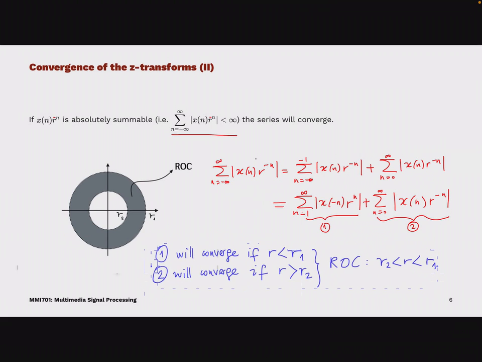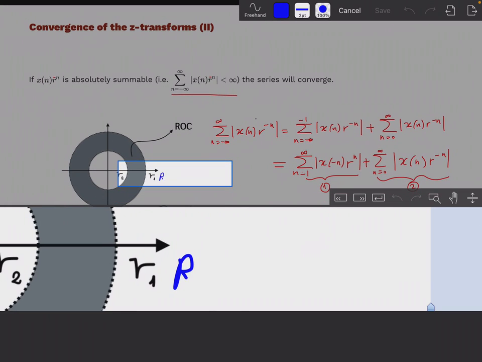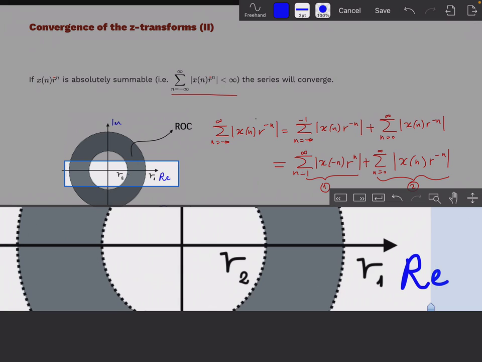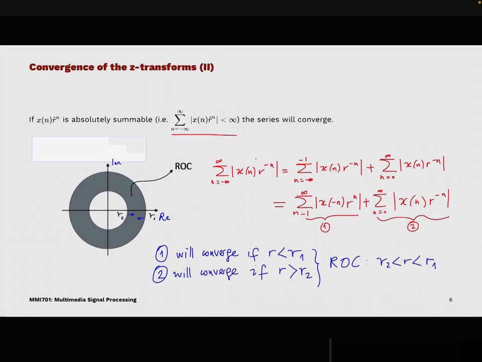If you wanted to plot it in the real and imaginary axis, so if you want to plot it in the plane, which includes complex numbers, the region of convergence will be values of r which are greater than r2 and less than r1, which means we have a ring which is the region of convergence for the series.